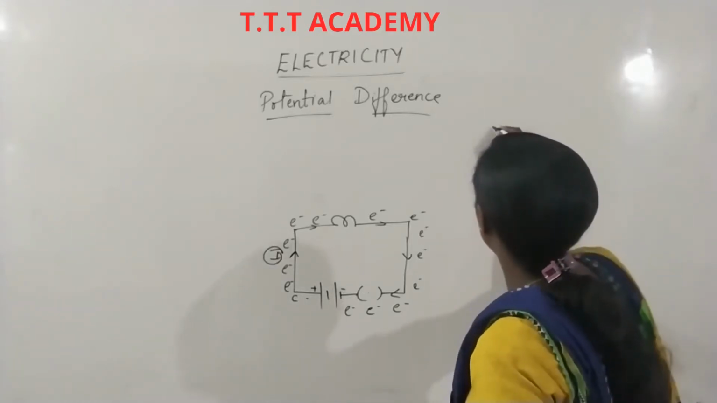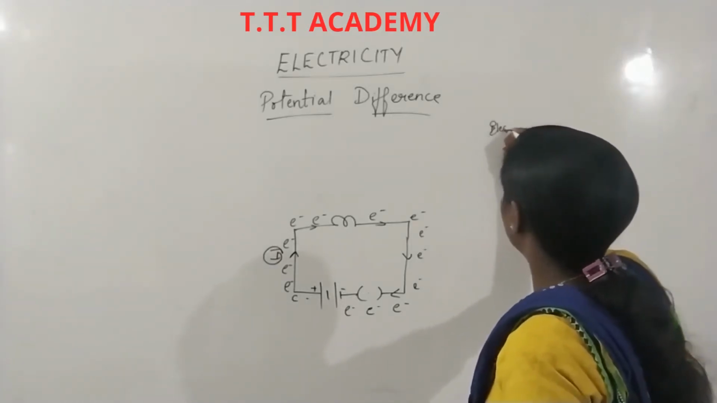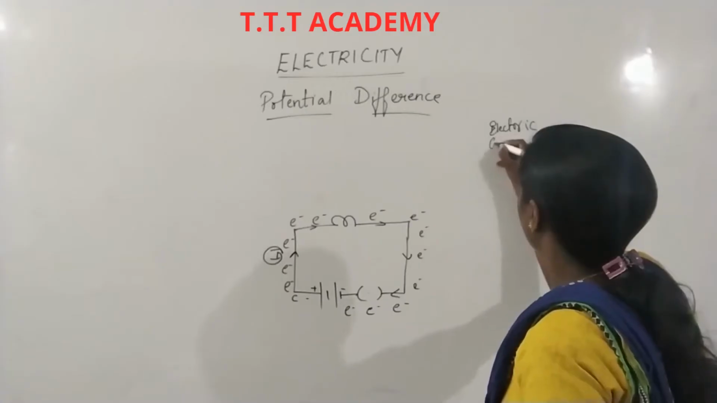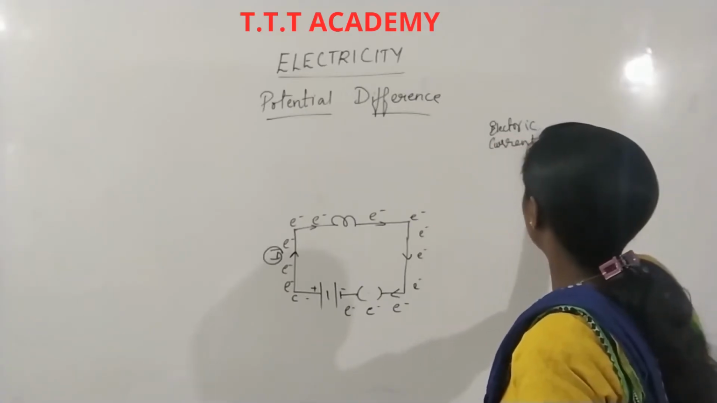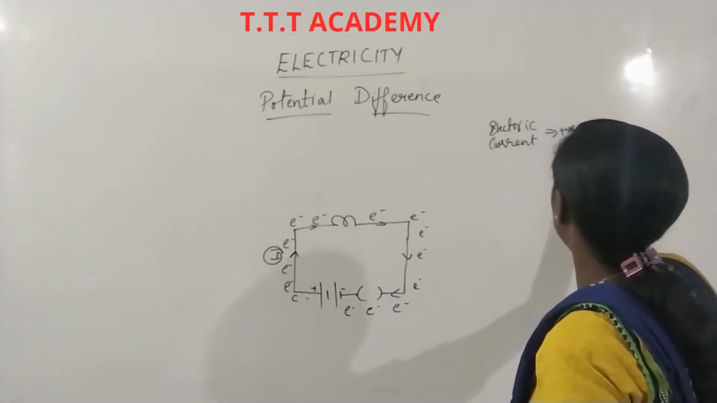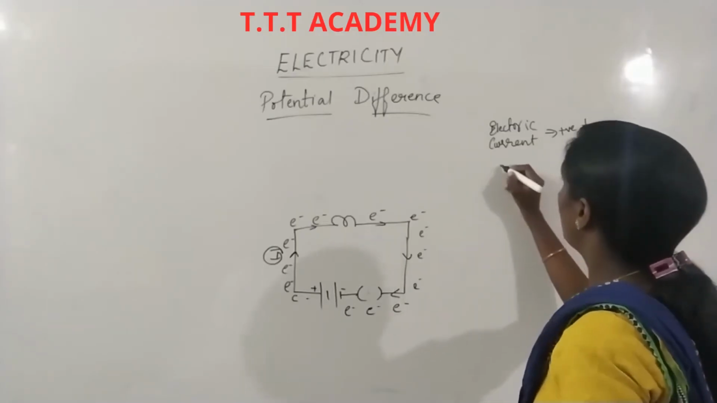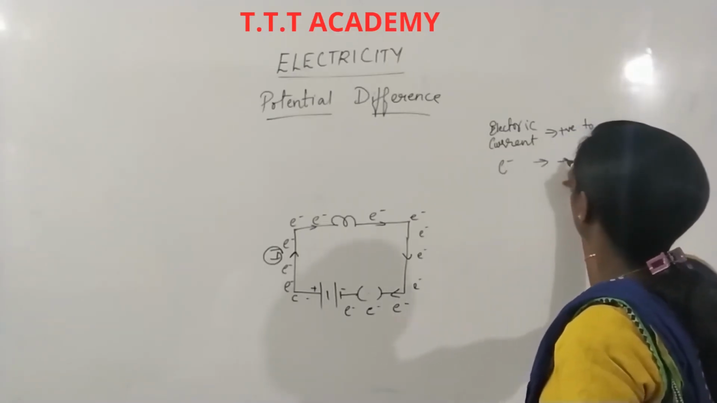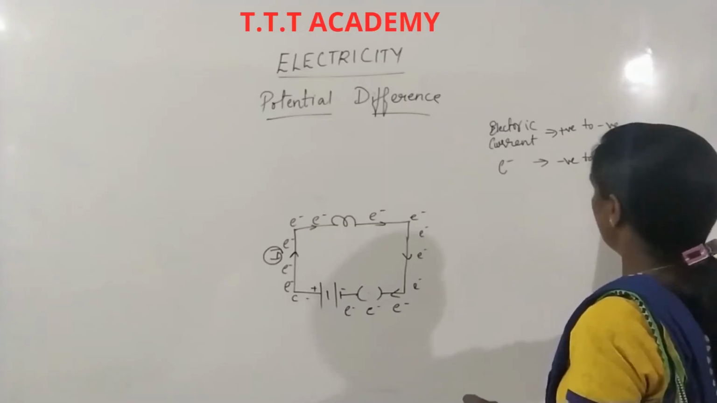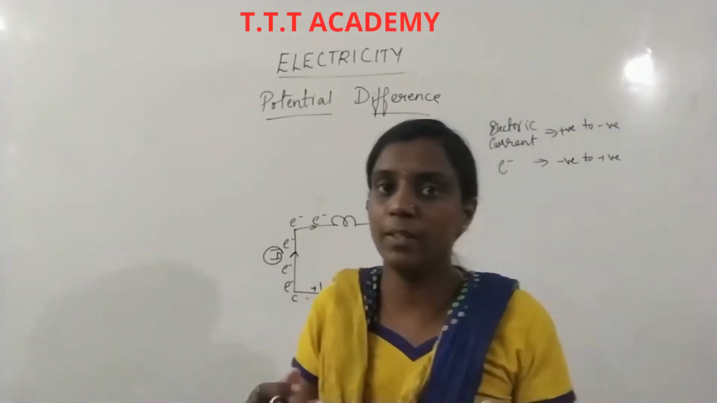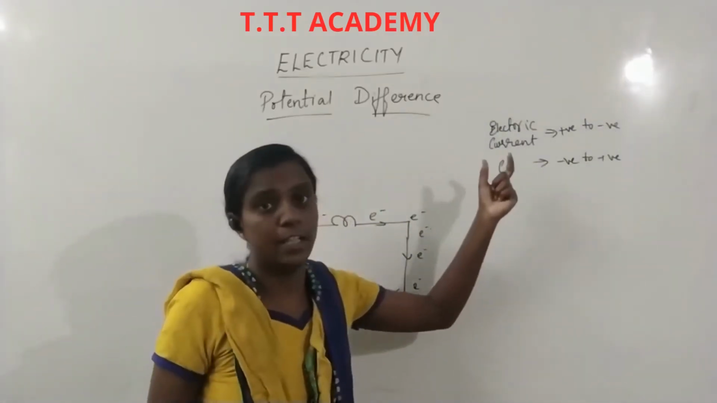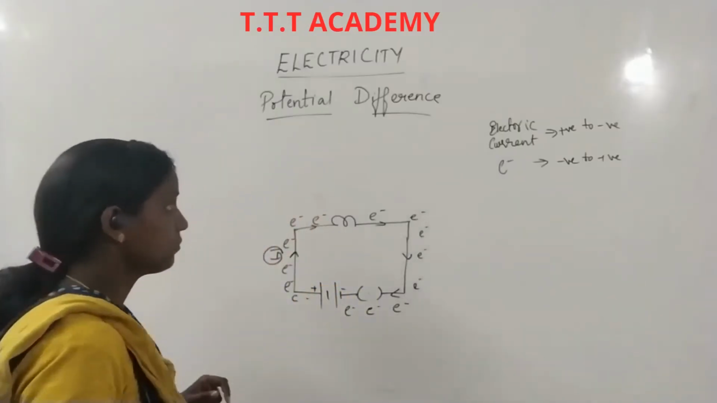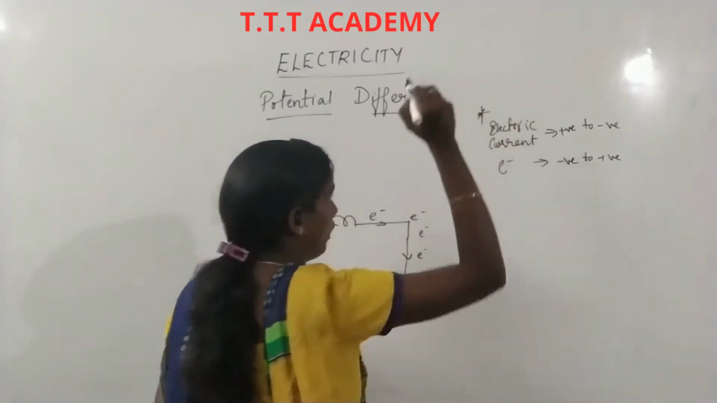That's why electric current, okay, electric current will flow from positive terminal to negative terminal. Electrons will flow from negative to positive terminal. There will be a question based on this in the MCQs also. Okay. So this is a very important thing you have to know.